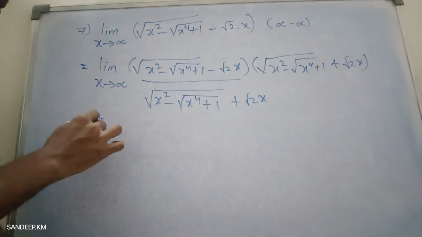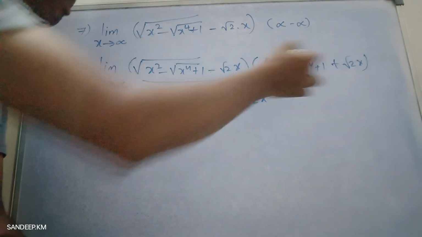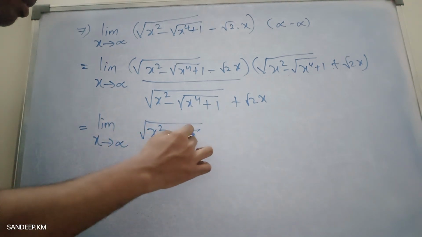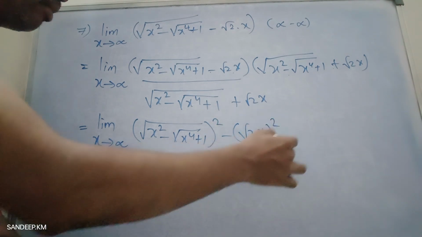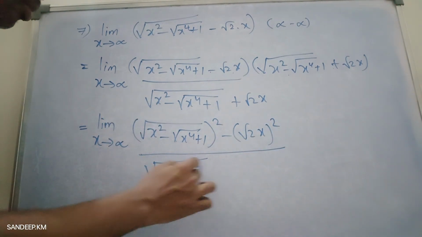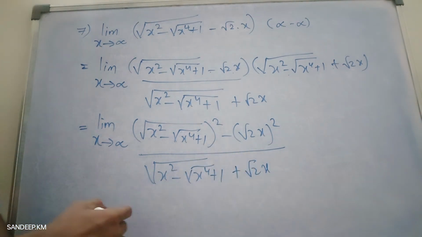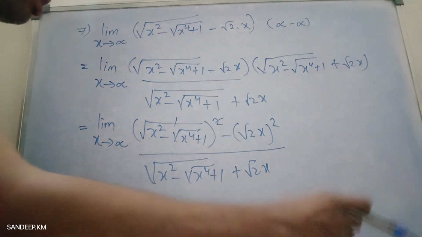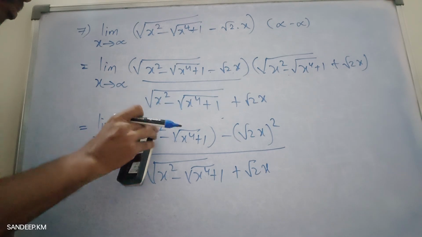So using a minus b into a plus b, it is going to be a square minus b square with the denominator being same. Root over x square minus root of x power 4 plus 1 plus x. Okay, dear students, square root and square will get cancelled. Okay, now so what happens now? Since square root and square gets cancelled, I'll erase this.